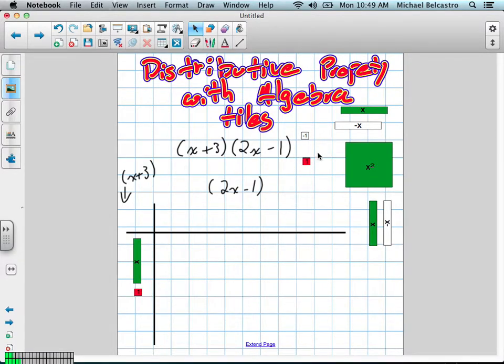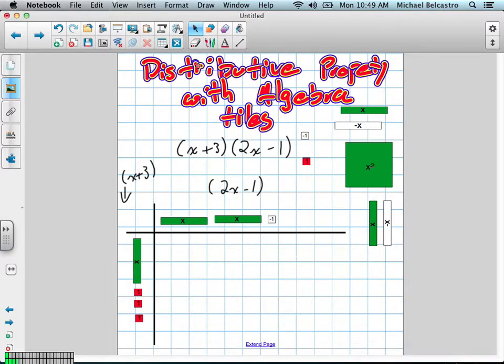1, 2, 3. Okay? We can't combine those two terms because they're different terms. One's a variable and the other 3 are constants. In our other one, we have 2x. So I'm going to represent that with 2 of the x's and a negative 1.